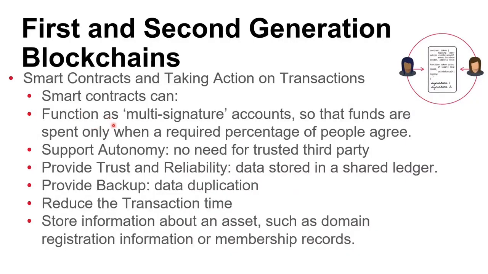So smart contracts can function as multi-signature accounts, and they can enforce the rules to require that payments are made. They can run autonomously. They provide trust and reliability and also backup. They can reduce transaction time as well, and then store information about the assets. An asset can be a domain registration, it can be information, it can be hard assets, it can be any type of asset.